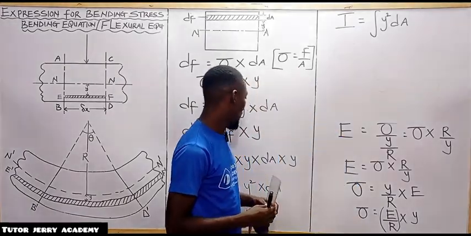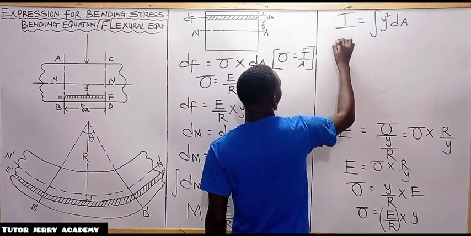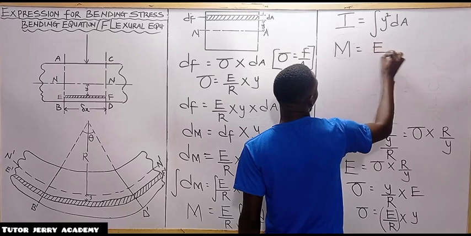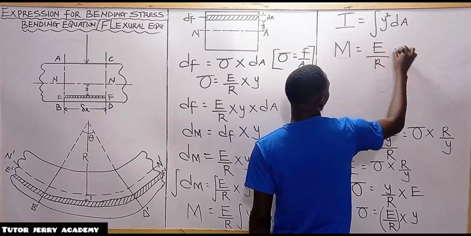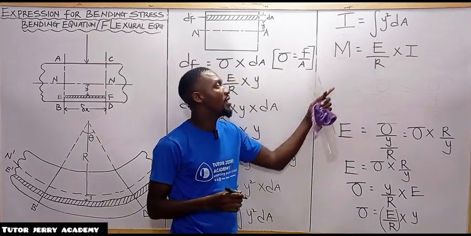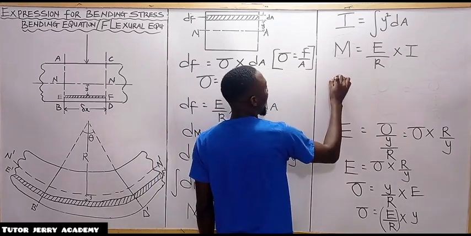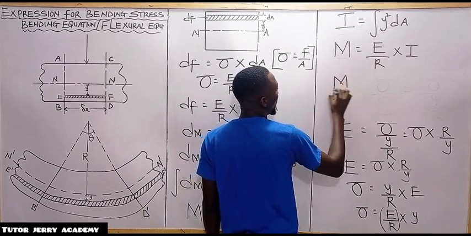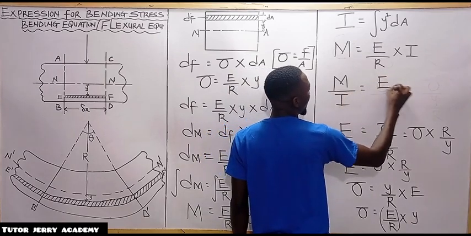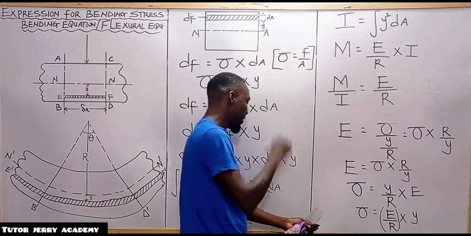All right, so now it means we can replace what we have here with what? I. So it means that our moment will be equals to E all over R, then multiplied by what? Multiplied by I. All right, so here if we make E over R the subject, we are going to have M over I to be equals to E all over what? All over R.